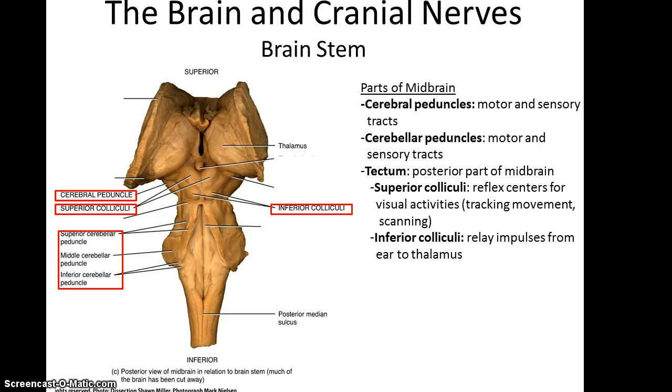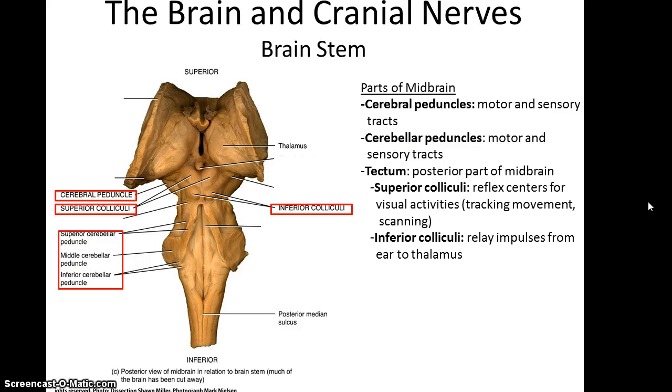And important features of the midbrain include the cerebral peduncles. These are basically motor and sensory tracts that go between the cerebrum and the midbrain, and so that's where the cerebrum and the midbrain actually connect. You've got the cerebellar peduncles, which are where the cerebellum connects to the brainstem. Then you have the tectum, which are these 4 bumps here, 2 on each side of the midbrain.